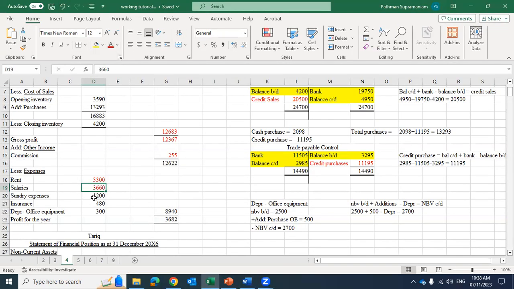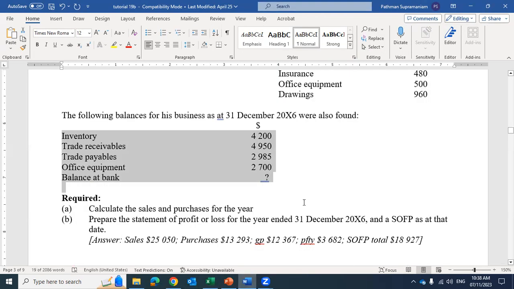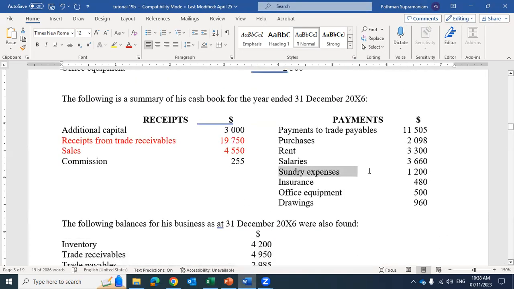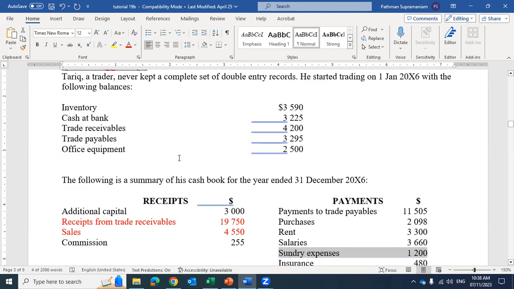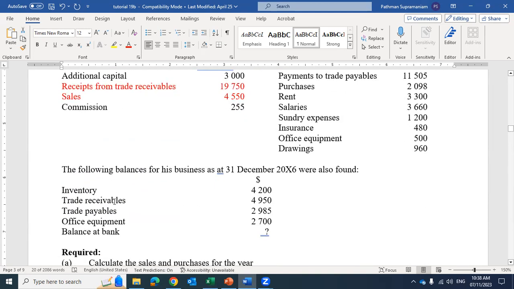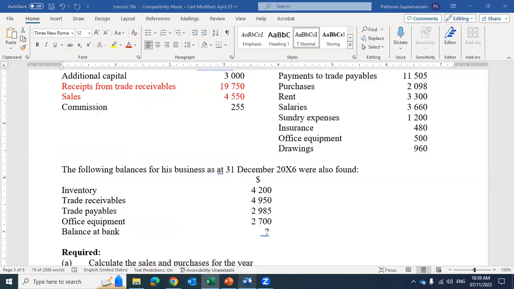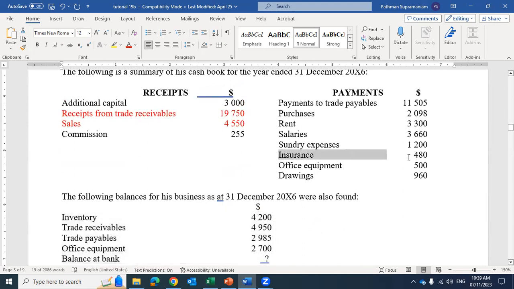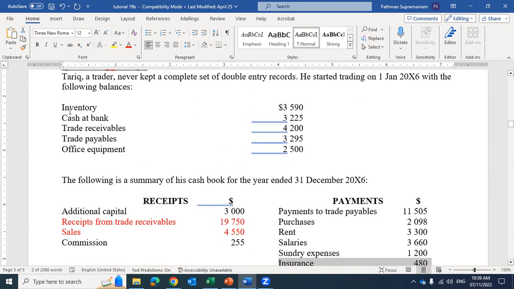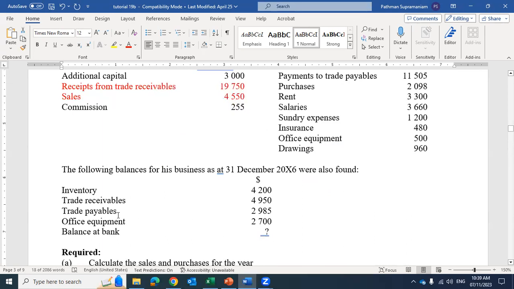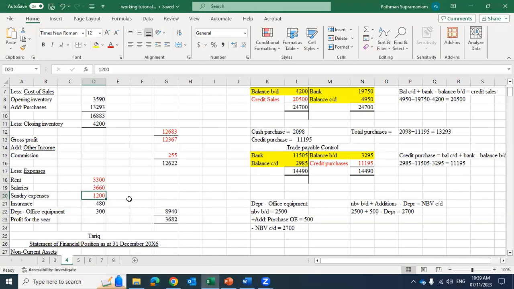Okay, next is sundry expenses. Sundry expenses is 1,200. No adjustment at the start. No adjustment at the end. So 1,200 is the correct figure. Okay, next, insurance. Same, insurance, there's no adjustments at the start and also at the end. So we can take 480 as the incurred figure.